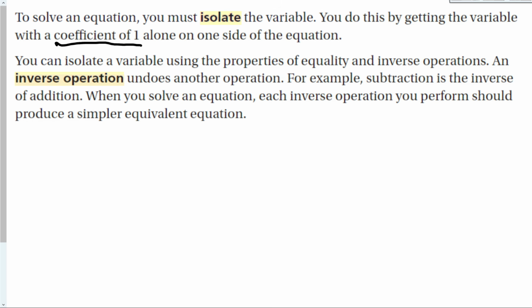We can isolate a variable using the properties of equality and inverse operations. An inverse operation undoes another operation. For example, subtraction is the inverse of addition. When you solve an equation, each inverse operation you perform should produce a simpler equivalent equation. So what we're going to be doing is we're basically going to be doing opposite operations until we can get down to an equation that is as simple as it possibly gets.